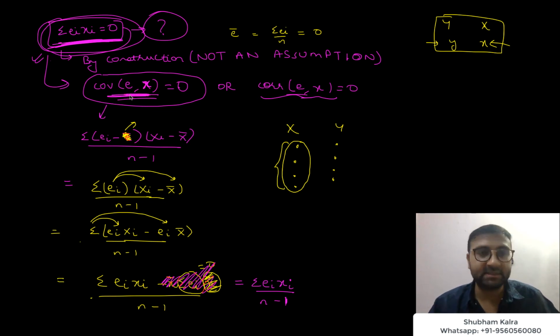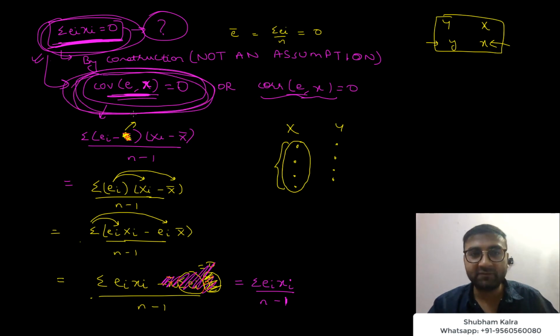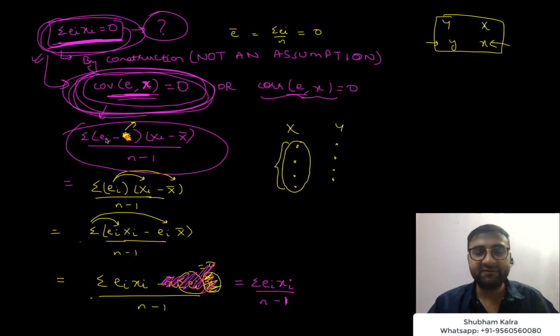Well, that's something that you can see over here, because if I start with the formula that we have for the covariance between these two, I started from here, and then if I simplify it, I get this. And if the summation of ei multiplied by xi is equal to 0, that means the numerator is going to be equal to 0. That means this is going to be equal to 0.